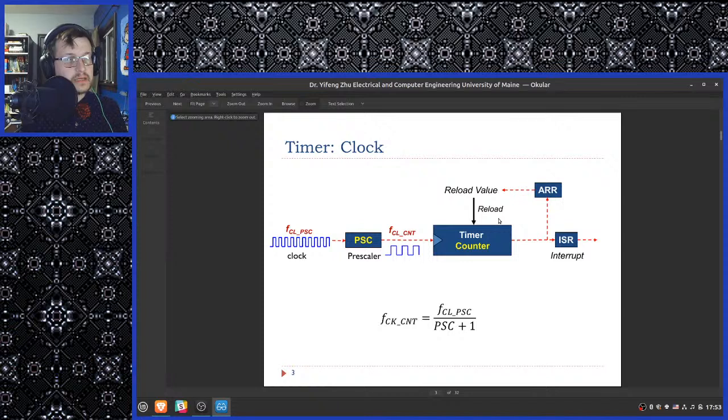So the timer is counting, right? Let's talk about the prescaler. The oscillation signal coming directly from the oscillator, or the clock signal, will be occurring with some frequency f CLPSC. So you hit a prescaler with that.